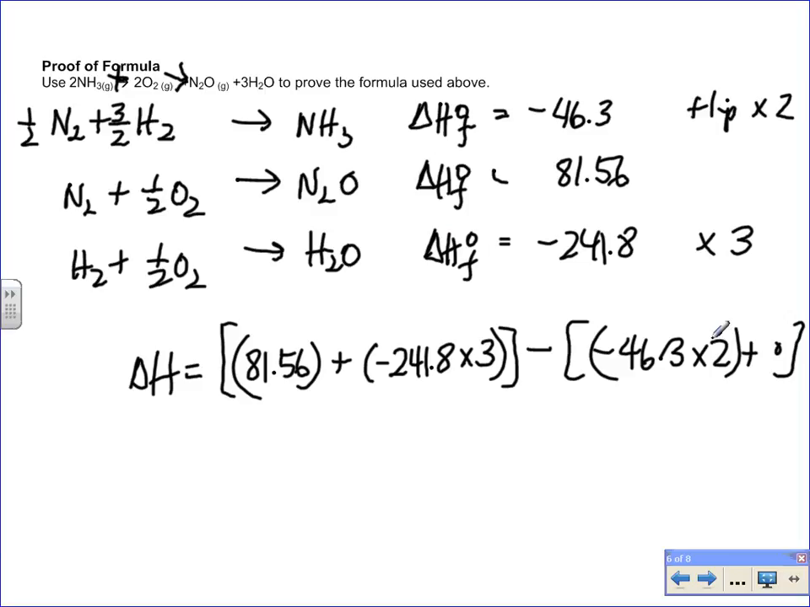So that shows you that our formula of taking the heats of formation of our products and subtracting the heats of formation of the reactants is simply an application of Hess's law being applied to the heats of formation. You don't need to be able to reproduce this proof. Okay, but hopefully it gives you comfort in knowing that this formula, heats of formation of products minus reactants, does actually work.